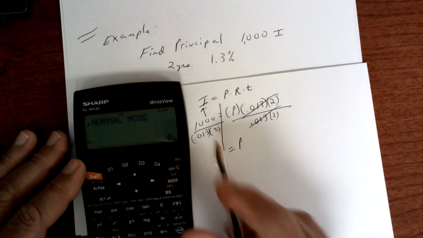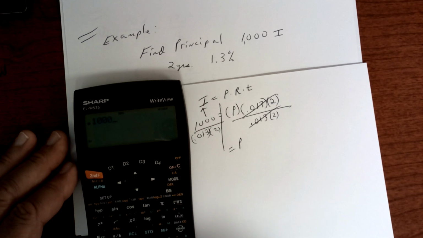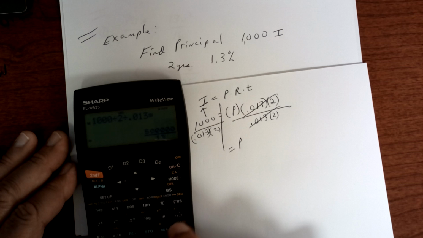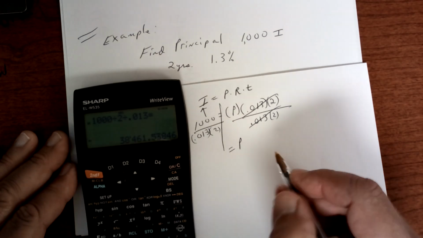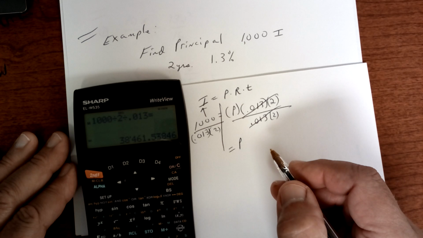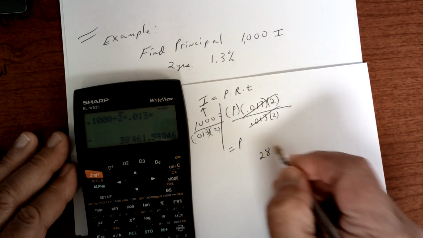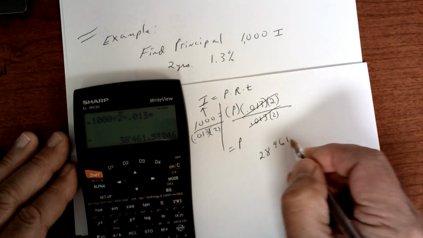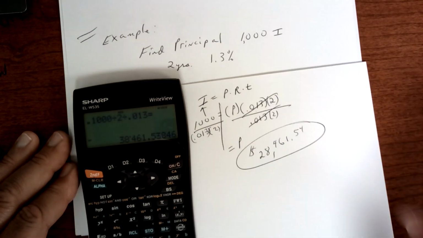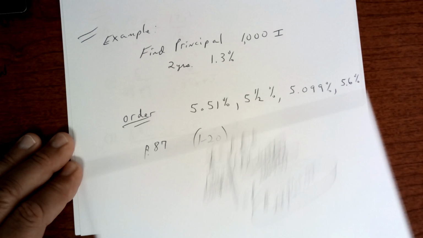So 1,000 divided by 2, and then divided by 0.013. So the simple interest here, or the principal, would be, it looks like 38,461.54. Okay? Check that one again to make sure. That seems like an awfully large number.